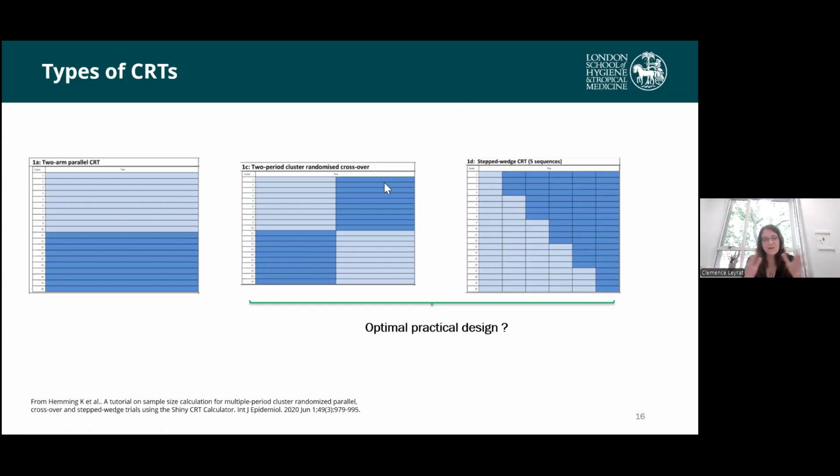And in this context, and I'm sure some people will disagree, I see these two, the crossover and stepped wedge, as optimal practical designs that are used to help with some practical aspects of the trial, but are not necessarily the designs that are the most suitable for the causal question. So that's why, when I'm talking about the emulation of cluster randomized trials for the rest of the presentation, I will focus on the parallel arm cluster randomized trial.